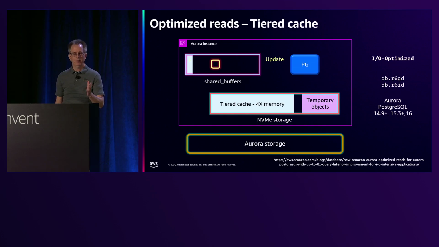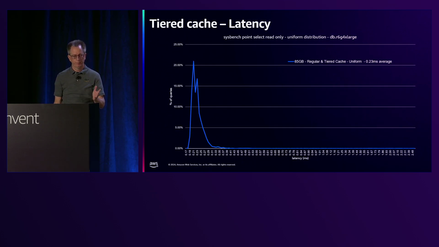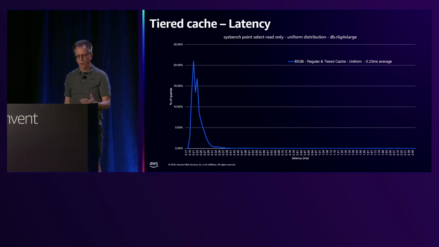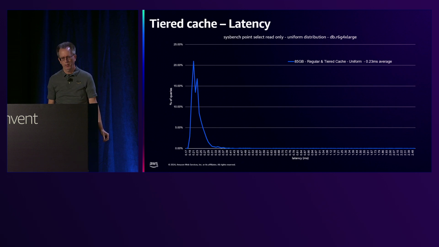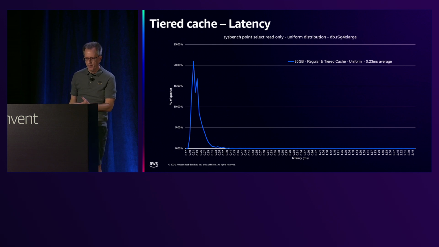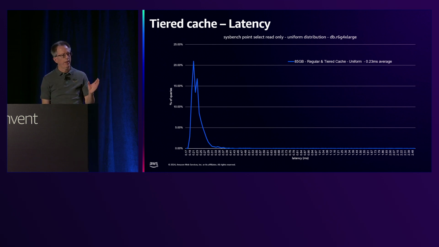So this allows for really nice performance. So let's look at that performance difference. What I have here is sysbench. It's a read-only point select, a very simple workload. Uniform distribution, which is not the normal sysbench one. So that means it's going to read all the blocks, right? It's not just going to concentrate on a small number. I'm using a 4 extra large. So the working set size for this workload is around 85 gig. That fits all in RAM.